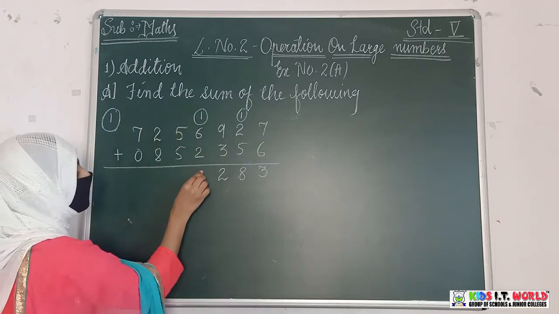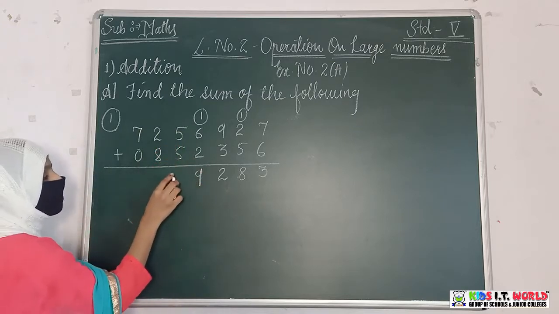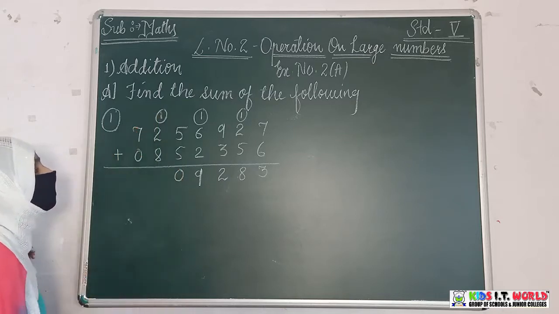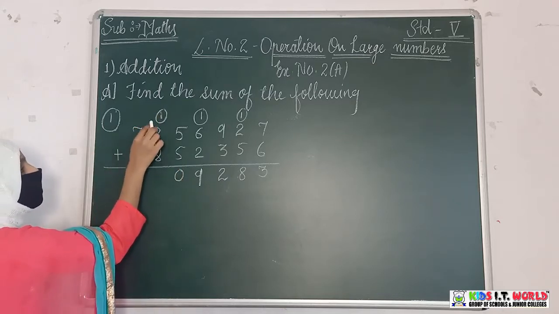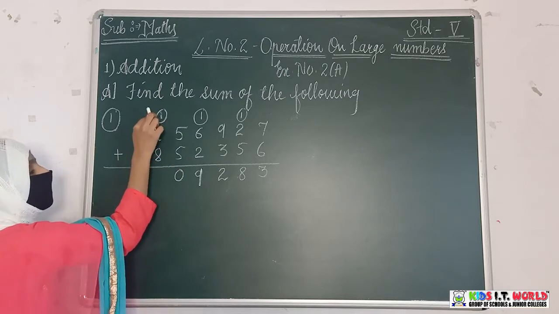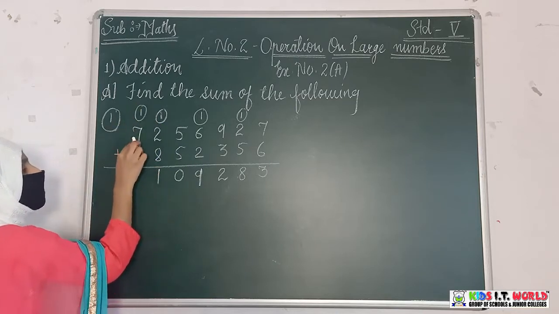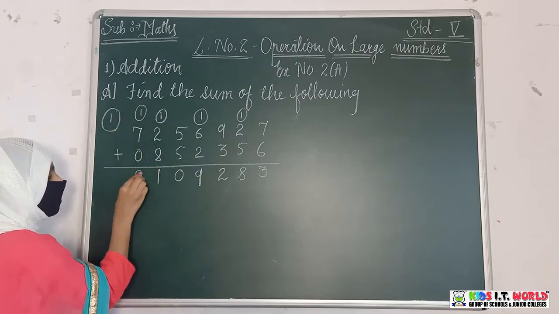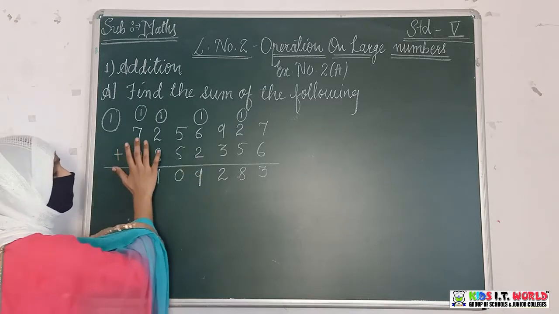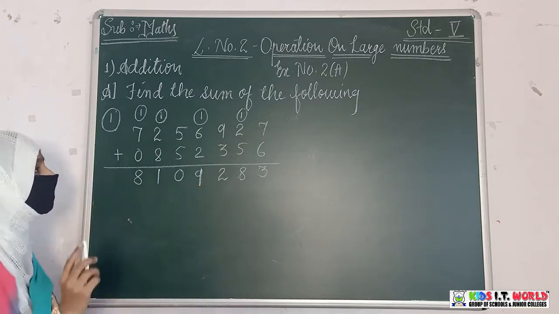Then 6 plus 1 is 7, 7 plus 2 is 9. Then 5 plus 5 is 10. So from 10, we will write 0 here and 1 will be carried. Now 2 plus 8 is 10. 10 plus the carry 1 is 11. So we will write 1 here and 1 will be carried. Now 7 plus 1 is 8. So this is the answer. In this way you have to add the numbers. Write it with the separate periods, so you will get the answer.